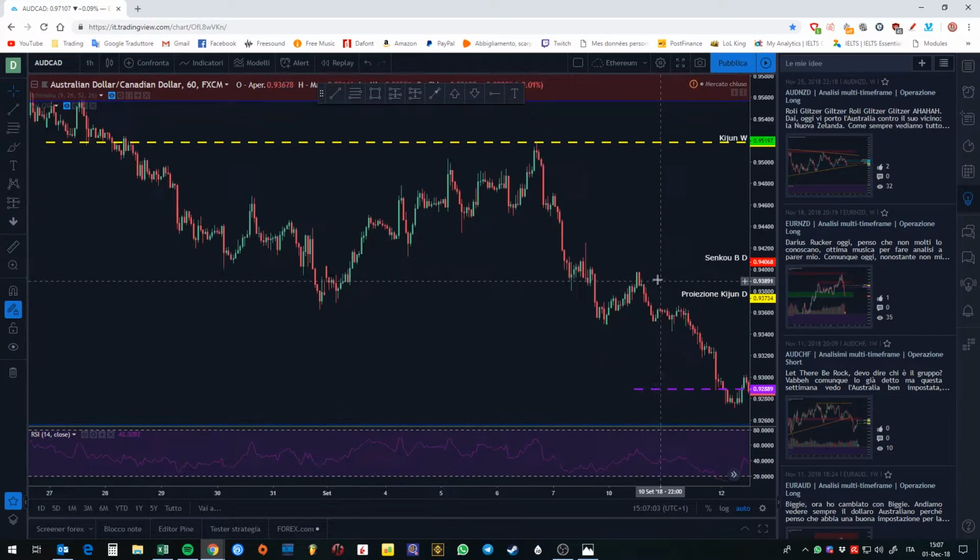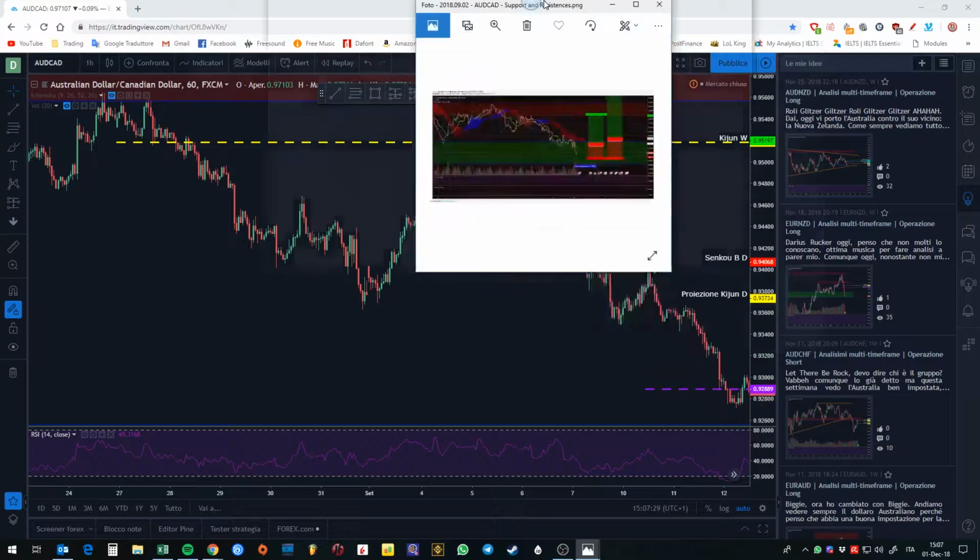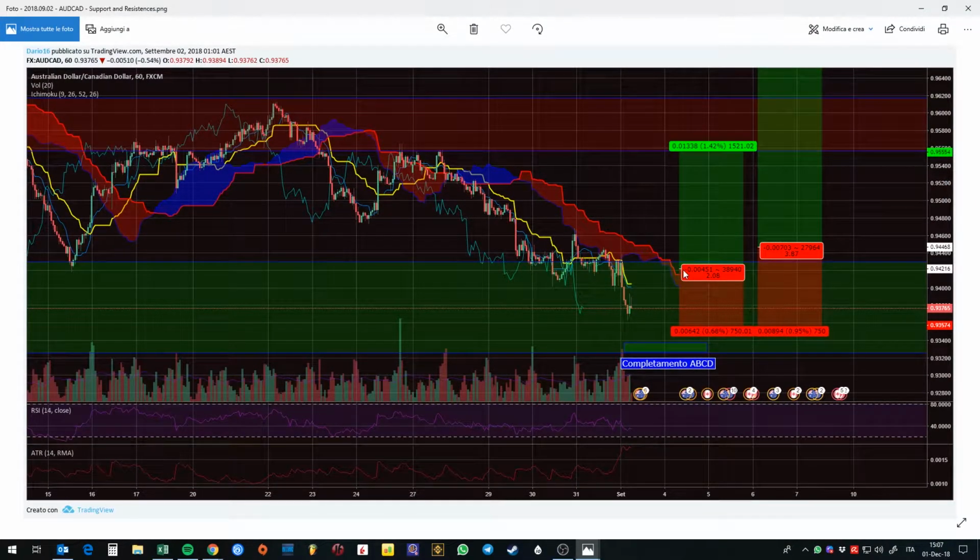September. Here. Okay, this is the one that I didn't analyze. 9.3. Let me see the picture. So you see here, I wanted to enter on the break of the Senkobi, but it's not fine. I mean, you have to wait at least here. Yeah, you have to wait at least there.